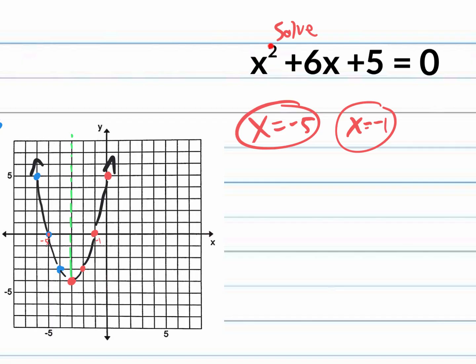Plug in the -1 right there. -1 times itself is 1. How about a -1 right here? 6 times -1 is -6. 1 minus 6 is -5, and -5 plus 5 is 0. So both of those are the answers.